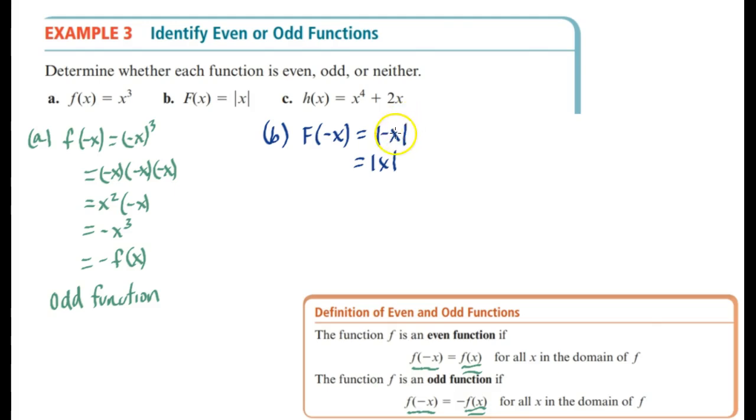Just guaranteed. You can plug in a few numbers to check this, but imagine if we plugged in negative 2. That's the same thing as the absolute value of 2. The absolute value of positive 2 is equal to the absolute value of negative 2 either way. So this will always be true. So notice that the absolute value of x is f of x. So f of negative x is equal to f of x. So in this case, we have an even function. By definition, this is an even function.